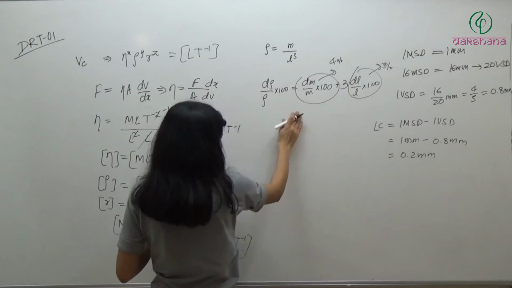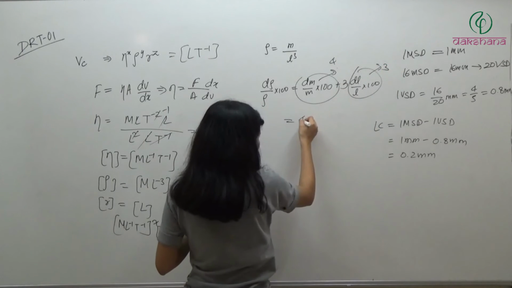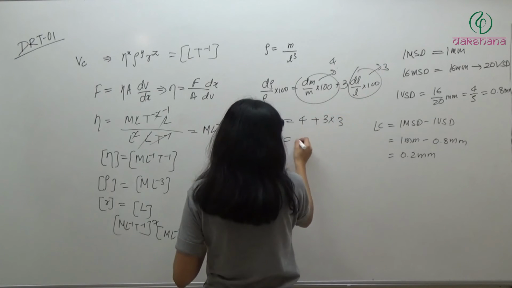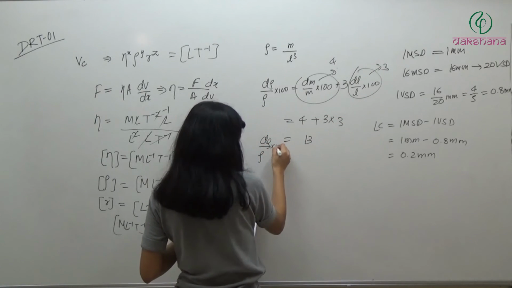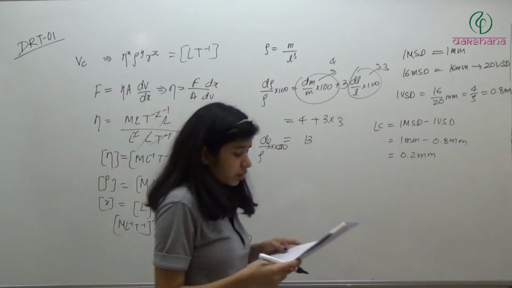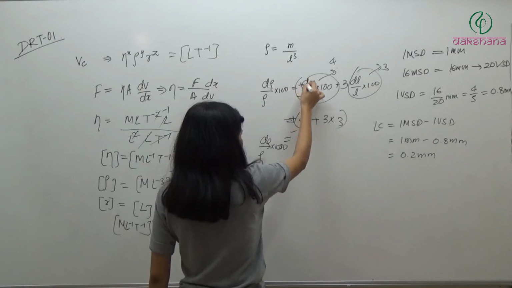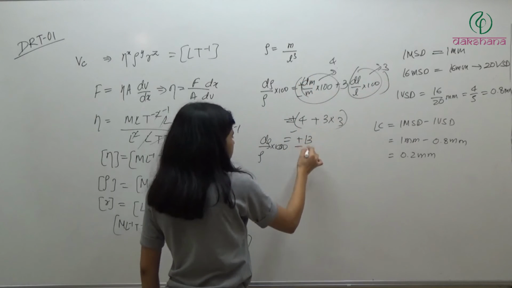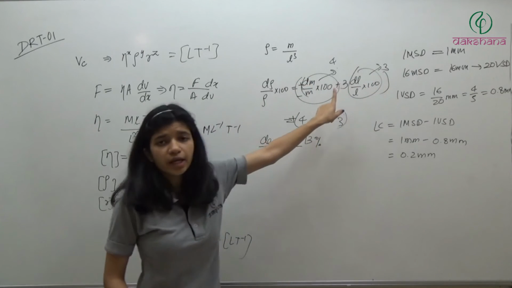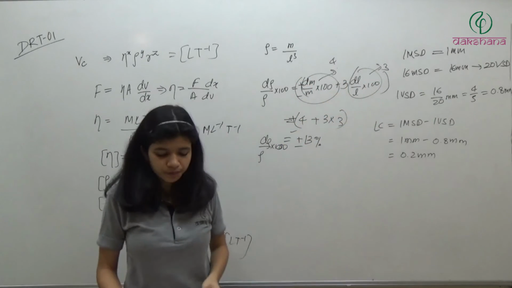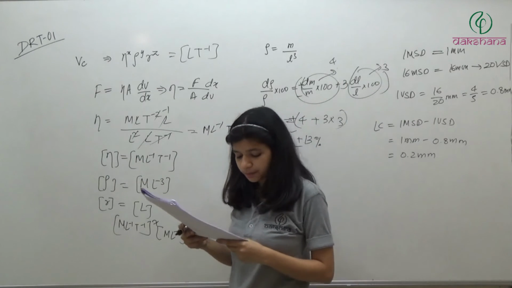So what will we get? It will be 4 plus 3 times 3, which is equal to 13%. So d rho by rho into 100, the maximum possible percentage error, you can write plus minus, right? So it will be plus minus 13%. Is it clear? Whatever the power is, take it outside, times dl by l into 100. All the errors will get added. So answer will be 13%.